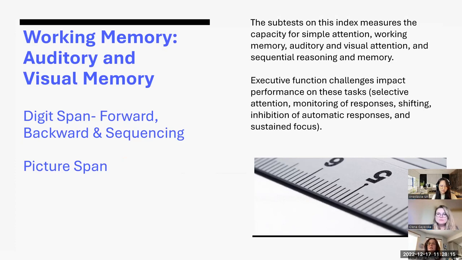This subtest in particular really does tap into working memory, because you are listening to information, attending, holding onto the information, then manipulating it in your head, and then providing it. That does require a lot of simultaneous processes at the same time. So it's attention, detail, and having the flexibility.